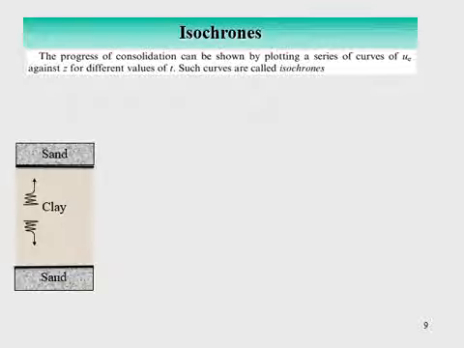This is a clay layer. It is sandwiched between two sand layers. Sand layers provide free draining boundaries to the clay layer for the drainage. If there is some increase in total stress, excess pore water pressure would be generated in the clay layer and the drainage would occur towards the free draining boundaries, right? So let's see how excess pore water pressure varies along this clay layer at different times.